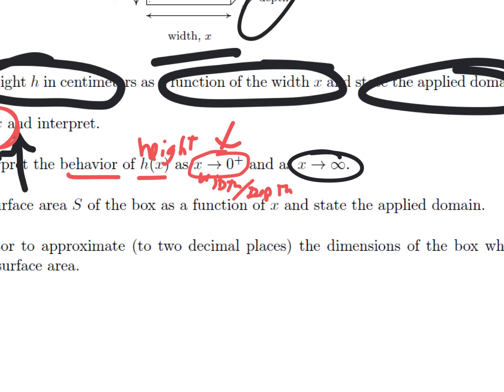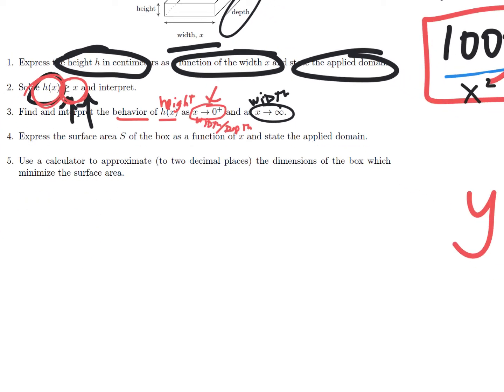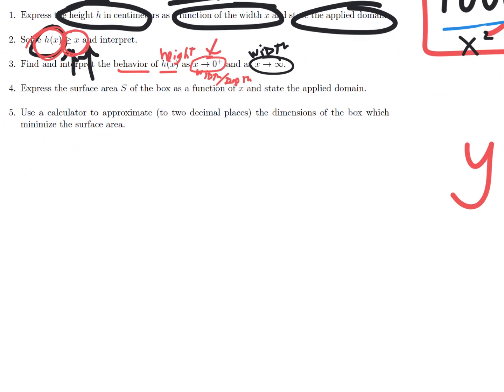So I interpreted that because I used the words like height and width. If you have to do this on a test, I just recommend you figure out what is x again. In this case, it's the width or the depth. As the depth goes towards infinity, then the height has to shrink. All right. This is the last one we're going to do here, and then we'll move on.